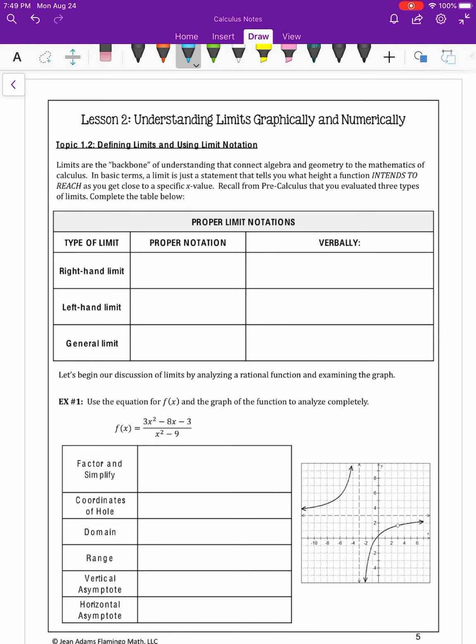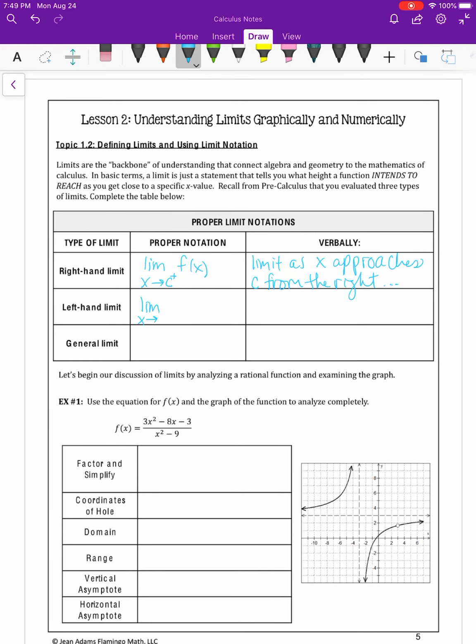Complete the table below. So if we were talking about a right-hand limit, I don't know if you guys remember this, hopefully you do. The limit as x approaches c, we put a little plus sign here, meaning it's approaching c from the right of the function f of x. And verbally, we would say the limit as x approaches c from the right, for that function f of x.